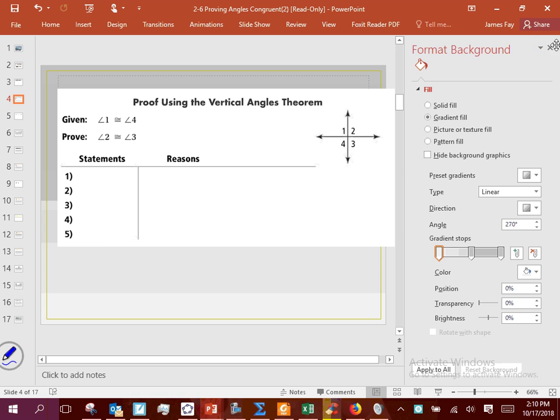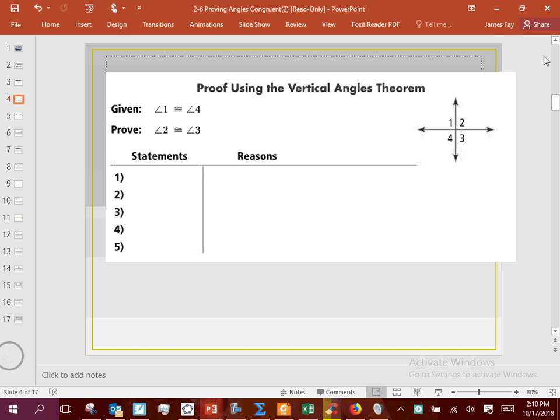Okay. So the first thing we want to do in proving this is write down our given, right? Angle 1 is congruent to angle 4. Given. Okay? Angle 1 is congruent to angle 4.